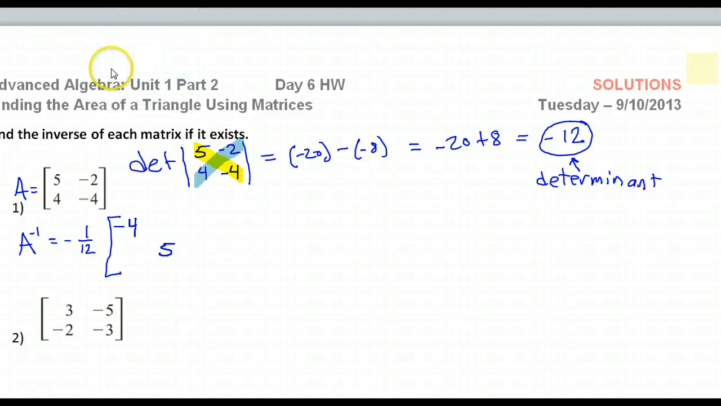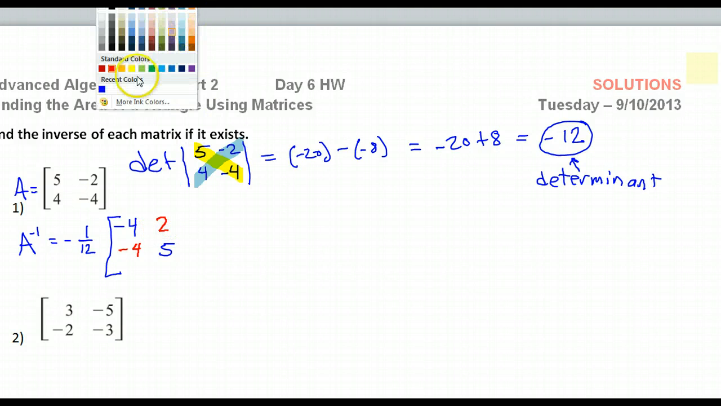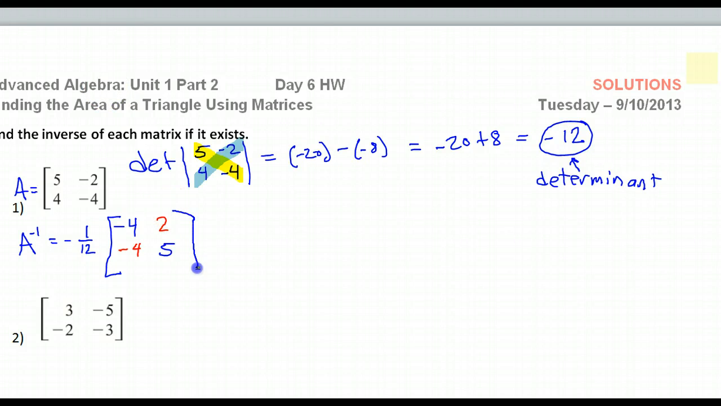I think I'll change colors just to make a point. So instead of 4, this is going to become negative 4. I negated that. Instead of negative 2, this is going to become positive 2. Okay, so I reverse the down diagonal and negate the up diagonal. Reverse, negate. Then I have to go back and multiply everything by negative 1/12. In other words, I need to divide all of these by negative 12. Okay, so that's going to be like this.